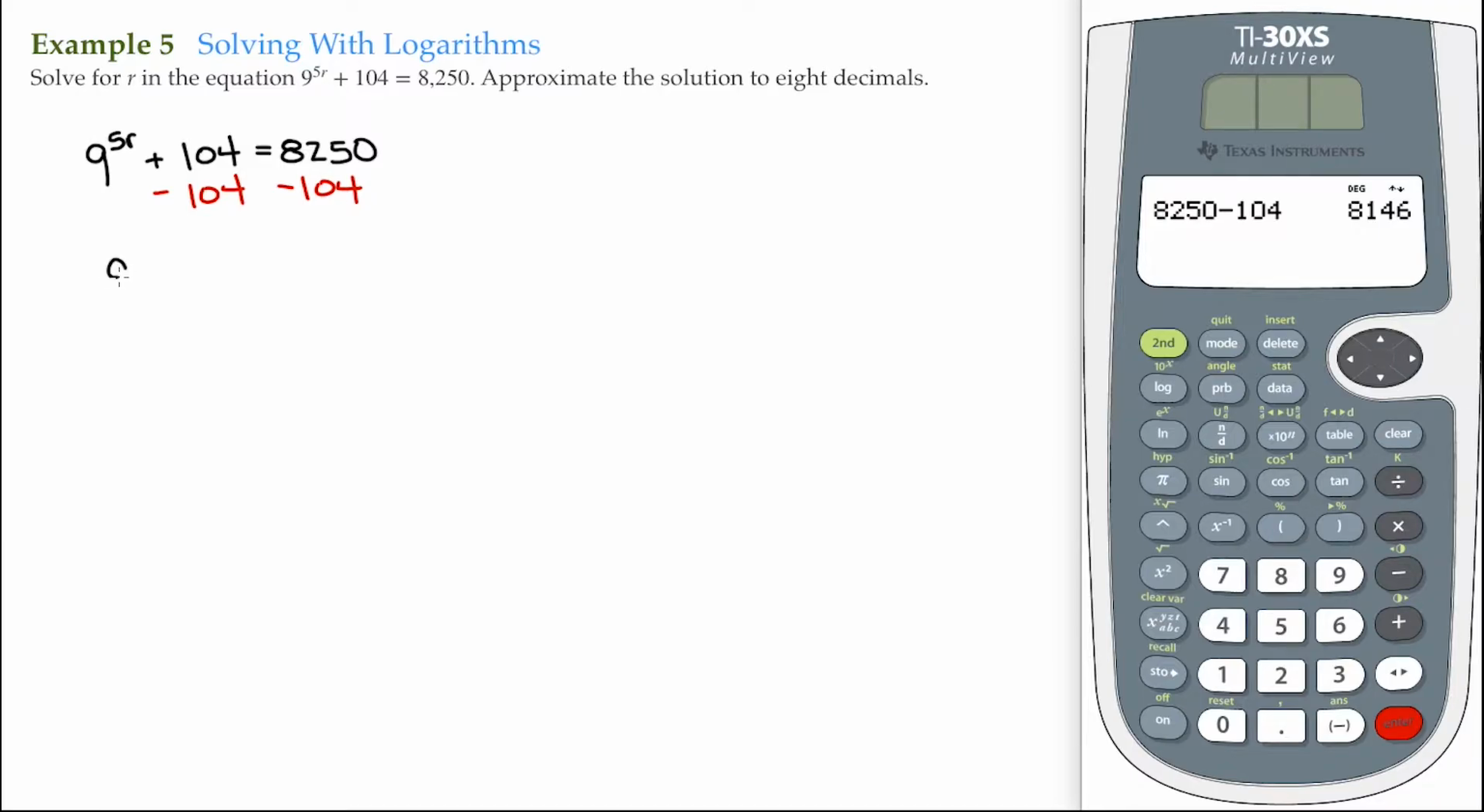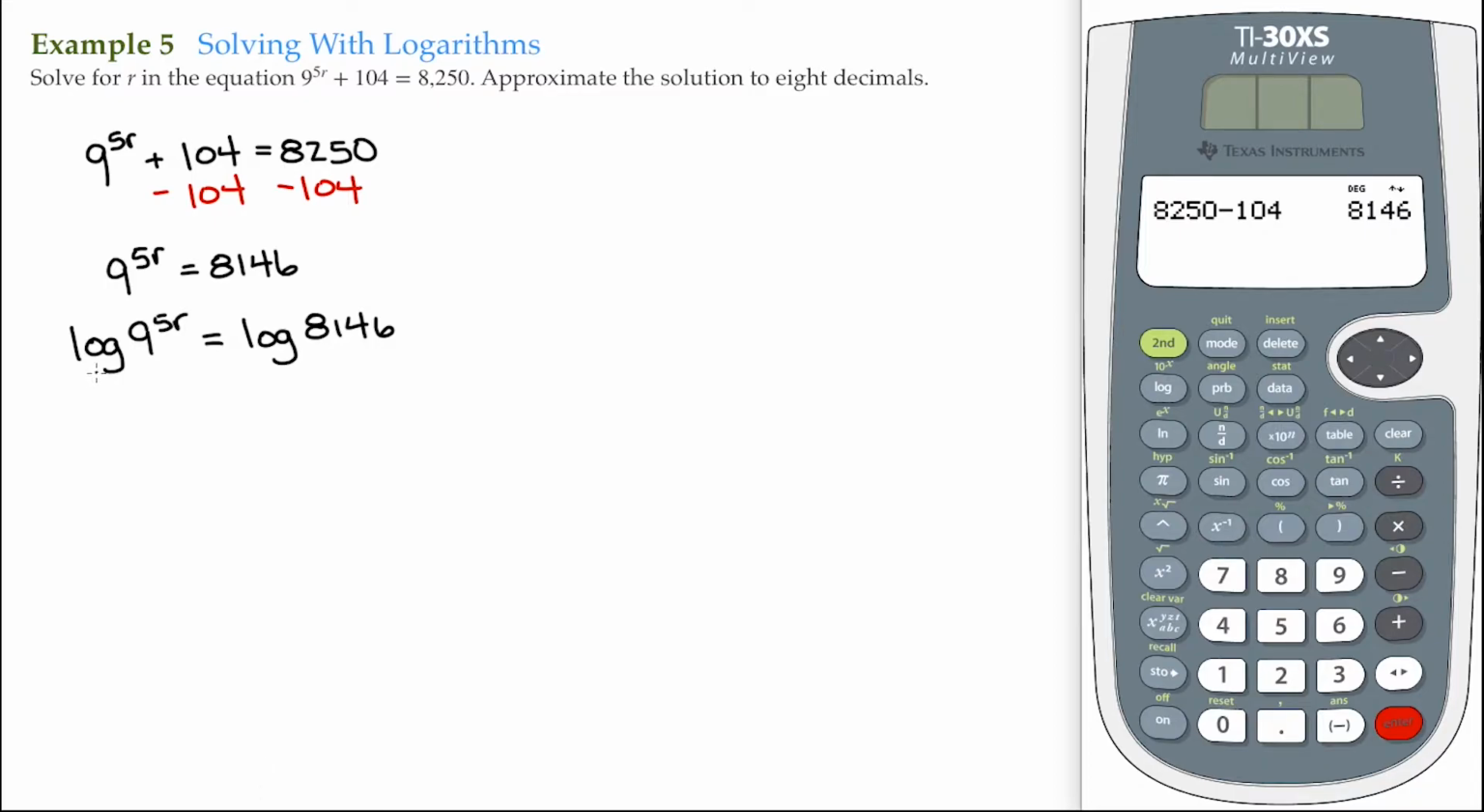So we have 9 to the 5r, that's equal to 8,146. So here we have the term with the variable all by itself on one side of the equal sign. That's the goal first. So now that I have this, I could introduce the logarithm. So I'm going to write the logarithm of 9 to the 5r power. And of course, again, what algebra says is what you do on one side, you have to do on the other. So this will be the log of 8,146.